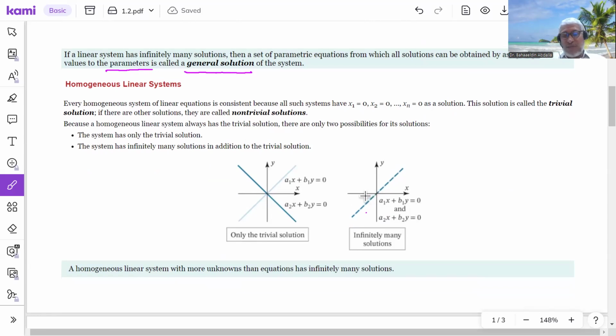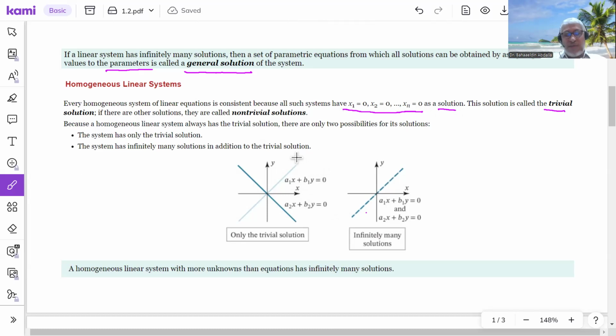So for homogeneous systems, if we consider two equations in two variables, so we are in a plane like this. Notice that if you put x0, y0, that's a solution of the system, which means that the trivial solution is always there. The trivial solution is always there if x is 0 and y is 0. So you will have 0 equals to 0. Putting all variables equal to 0 will give you a solution of the system, and they call it the trivial solution, okay?